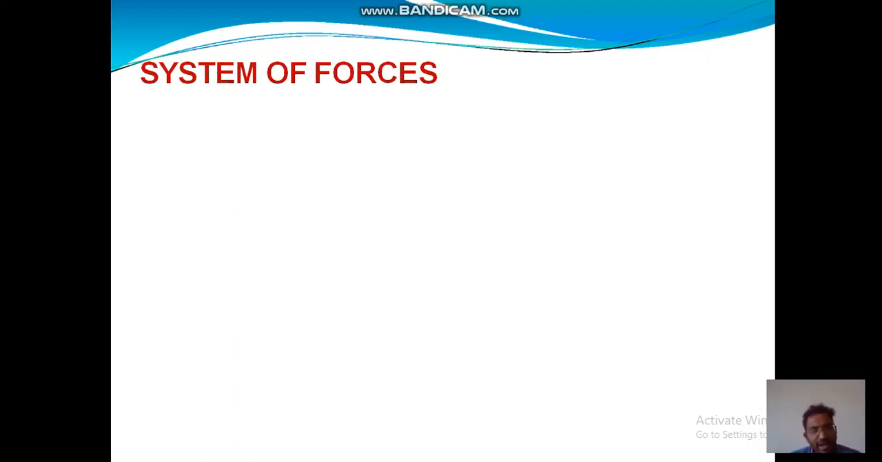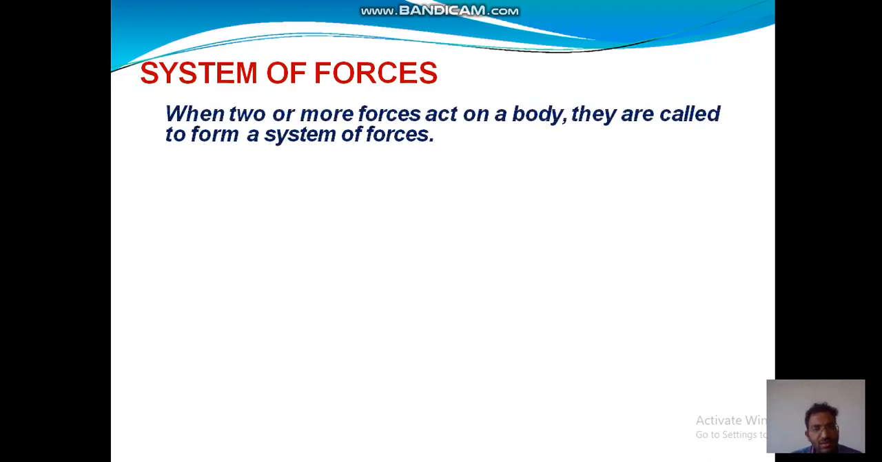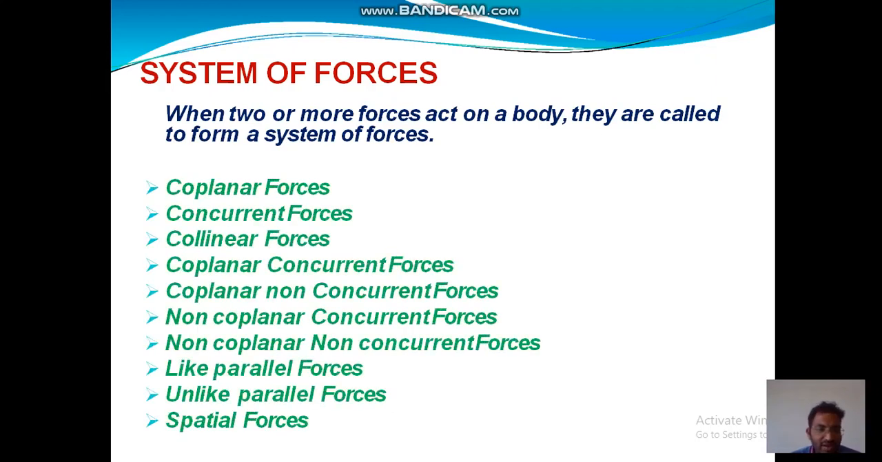So the next topic is system of forces. What is meant by a system of forces? When two or more forces are acting on a body, it is known as a system of forces. See, once two or more forces act on a body, then we can call it a system of forces. These are all different types of system of forces.